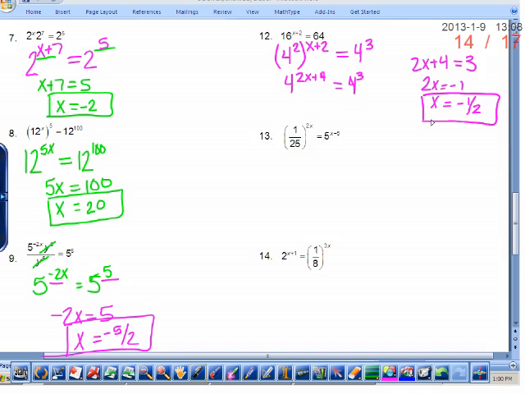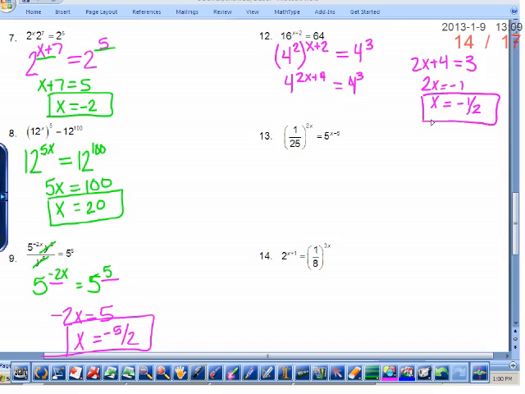Question? If you had one where the bases were the same, but one had a negative exponent, would you just leave it? I don't understand what you're saying. Like if the bases were the same, but one had a negative exponent, would you still leave it because the bases should be the same and just multiply it out? Okay. Okay.